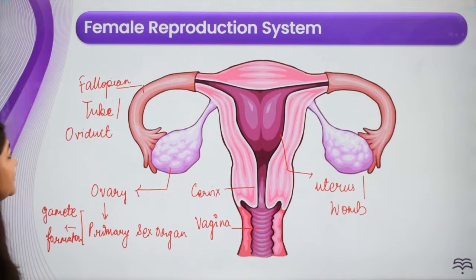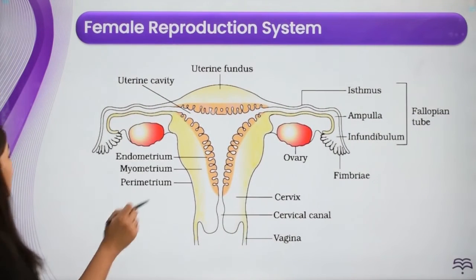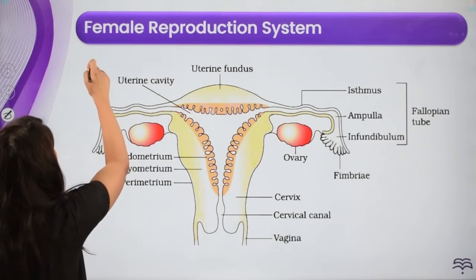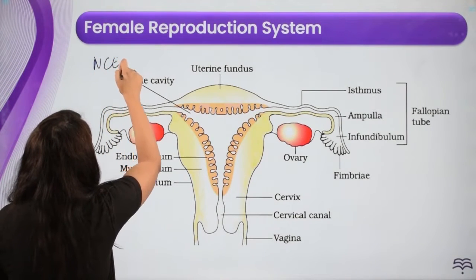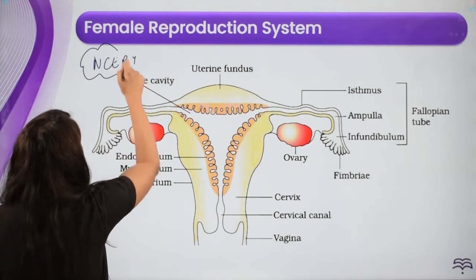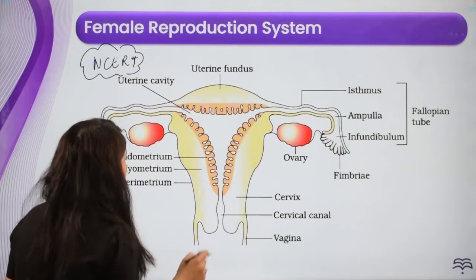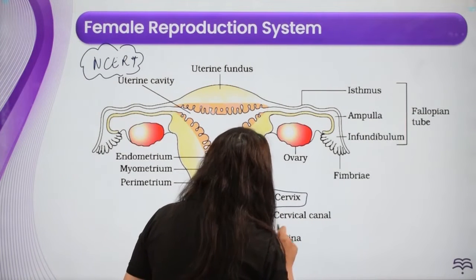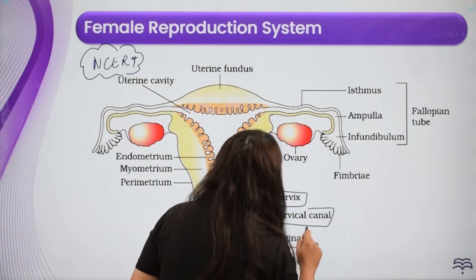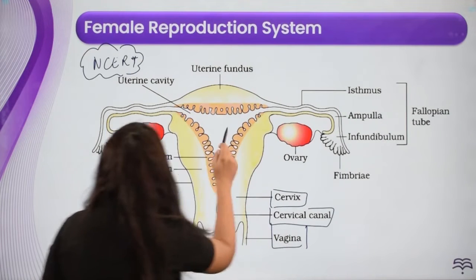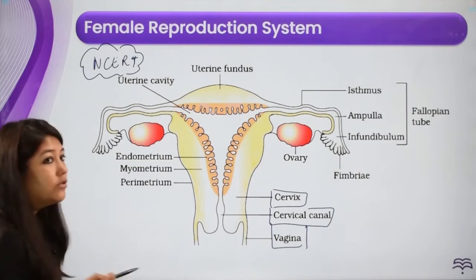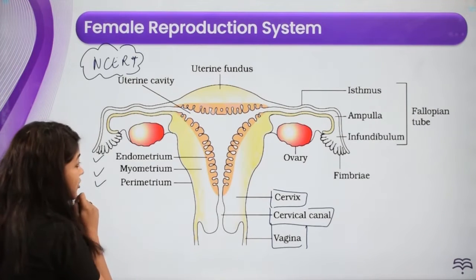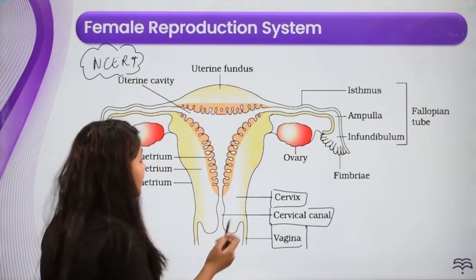Now let's start. See here, this is a diagram, again taken from NCERT. As I have been repeating in all my lectures, NCERT diagrams are very, very important. We have labeled everything. This is the cervix, the cervical canal, then it is opening into the vagina. This is the uterus. Now we'll be talking about the layers, the walls of the uterus: endometrium, myometrium and perimetrium. We'll be taking all these individually.